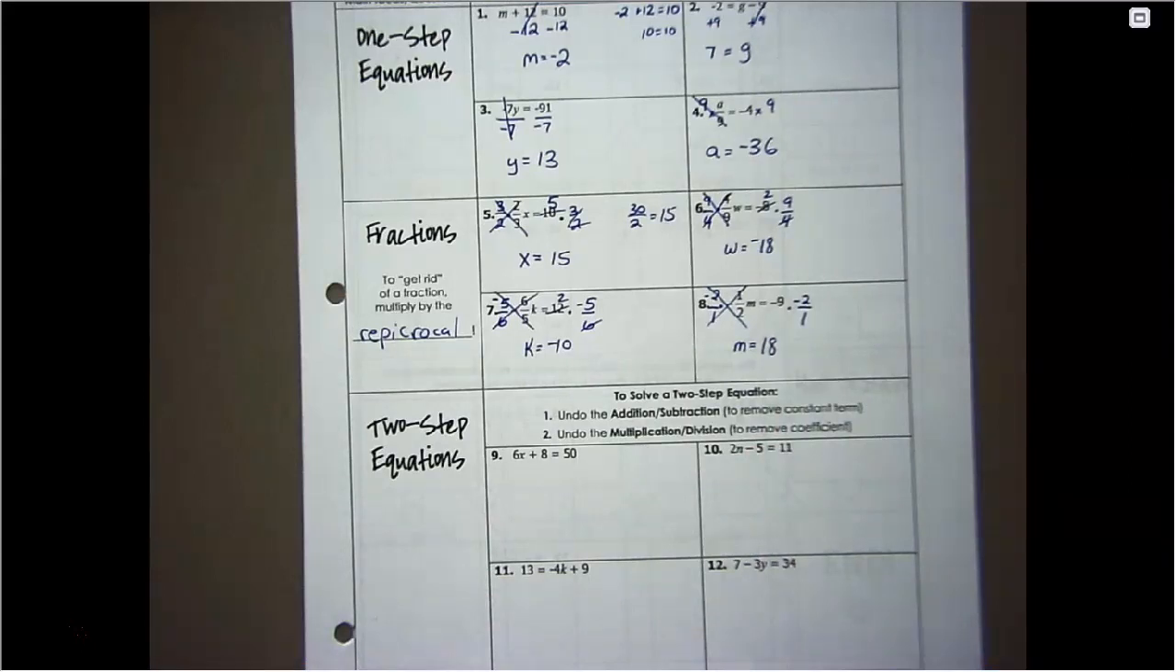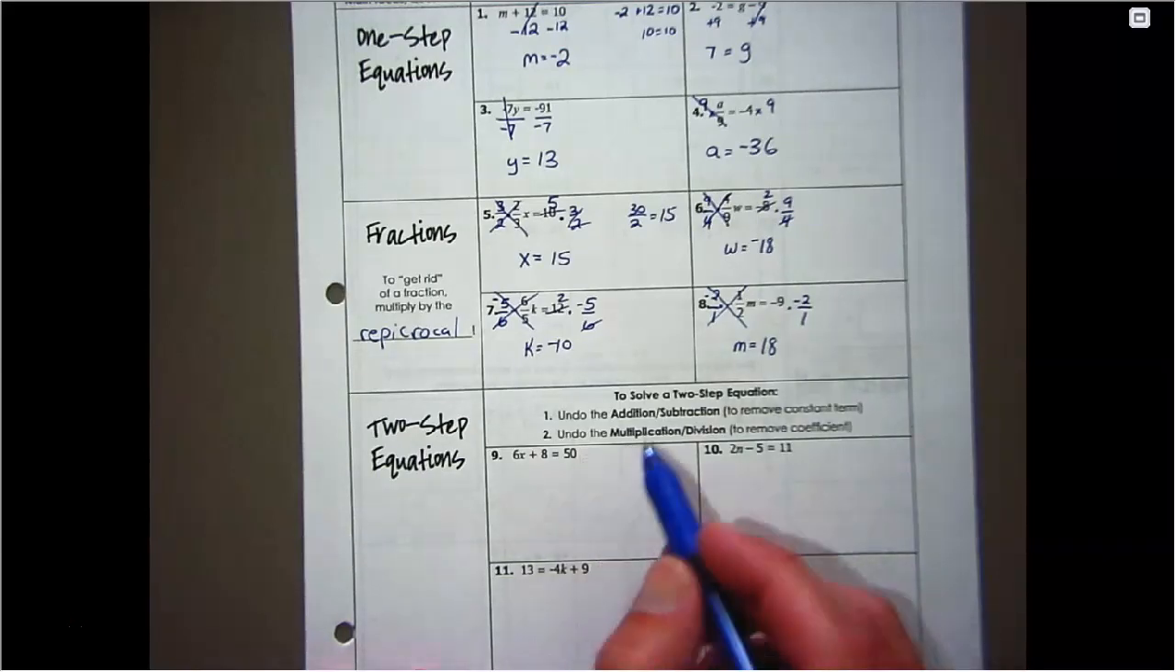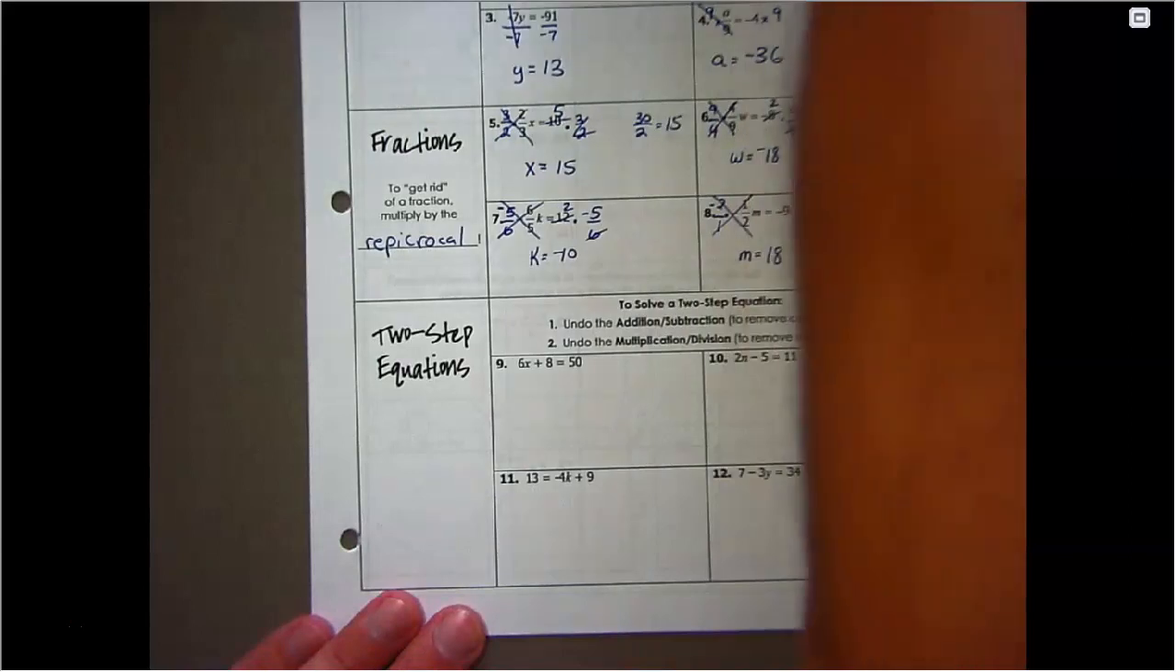Okay, so we're kind of rolling through on those one-step equations as far as multiply, divide, add, subtract, and then we had to do the reciprocal thing. Okay, two-step equations. So again, that process is described here.